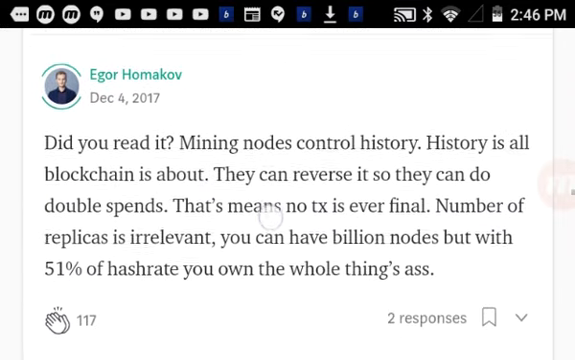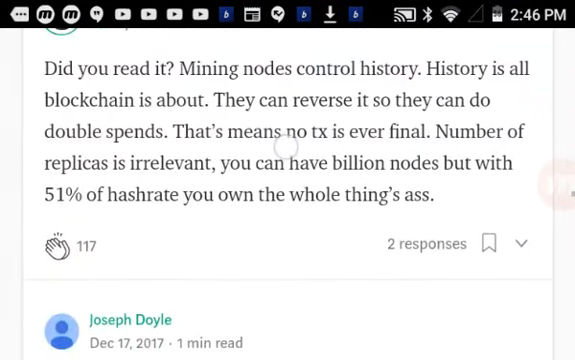And so Igor Hamakov goes on to write, did you read it? Mining nodes control history. History is all blockchain is about. They can reverse it so they can do double spends. That means no TX is ever final. Number of replicas is irrelevant. You can have billions of nodes, but with 51% of hash rate, you own the whole thing.